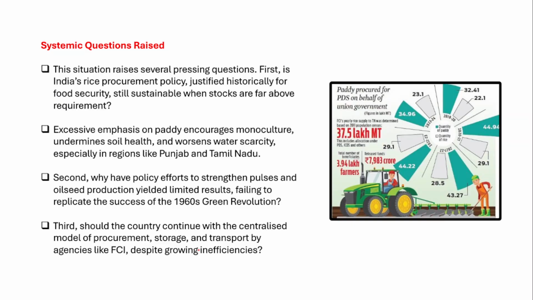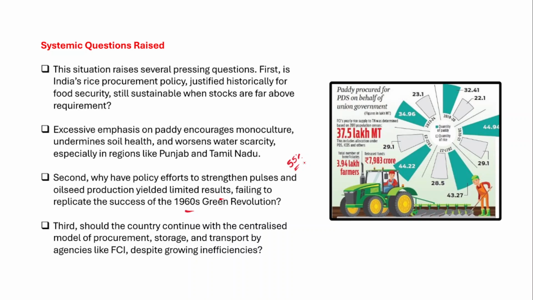And secondly, why have policy efforts to strengthen pulses and oilseed production yielded limited results? Despite efforts from the government at various levels to identify regions for the cultivation of pulses and oilseeds, the results are very limited. This also fails to reflect the success of the 1960s Green Revolution, because you can understand that 55% of the edible oils are being imported, and despite government policies and measures, we are not able to reduce our dependence on imports of pulses and oilseeds.